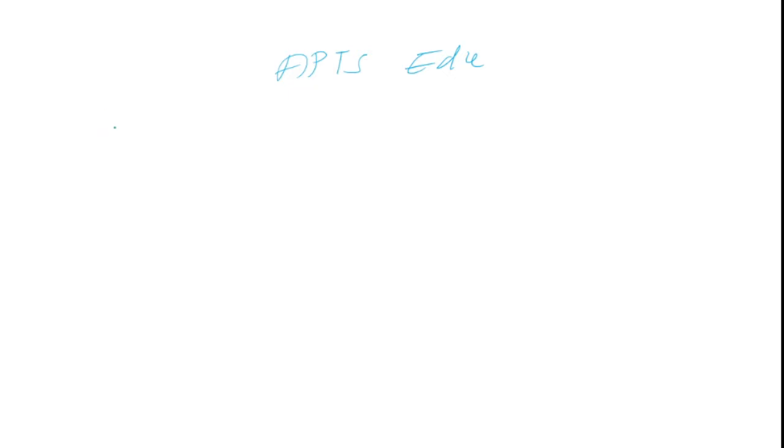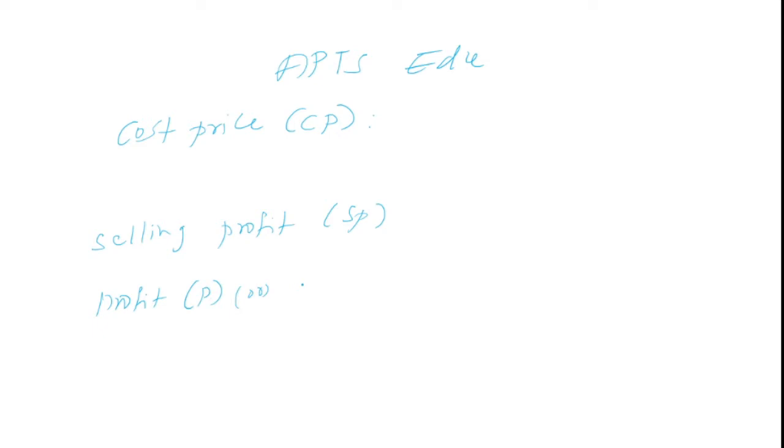One is cost price, and we denote it by CP, and another one is selling price, SP. Profit is denoted by P or gain. Some may use profit, some may use gain, both are the same. And loss.